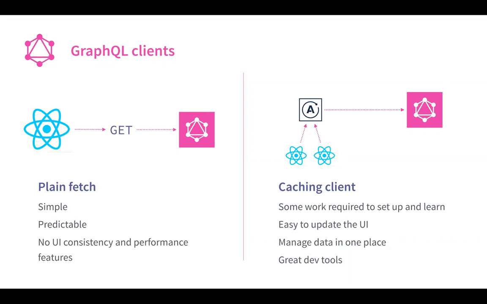So that's one good reason to use a caching client, which is a client that does GraphQL queries for you and then saves all of those results in some kind of client-side cache.